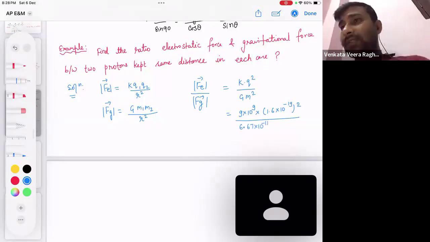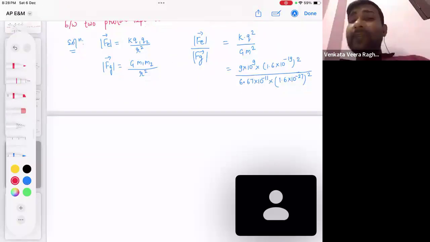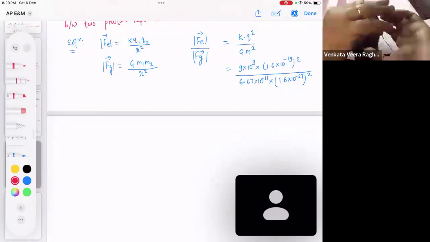Universal gravitation constant. What is its value? 6.67 into 10 to the power minus 11, into the mass of the proton squared. The mass of the proton is 1.67 into 10 to the power minus 27 kg. Let's square it and calculate the value. The exact value is not important, but at least you should have a rough idea what exponent we are going to get. Just check the ratio.